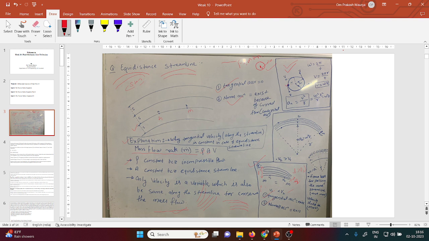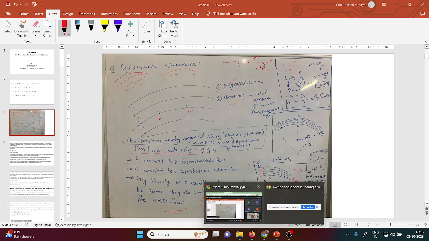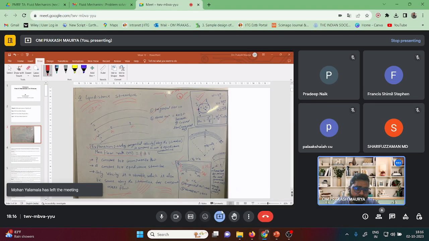Only for a curved streamline does the concept of normal acceleration arise, as I have explained: when the particle is moving in a curved path, normal acceleration is exerted towards the center. So this is the whole idea about water flowing along the curved path, or you can say the curved streamline. I hope you all got what I am telling.